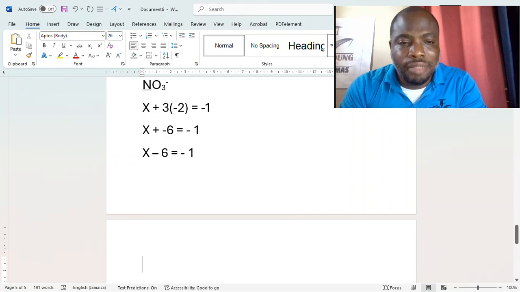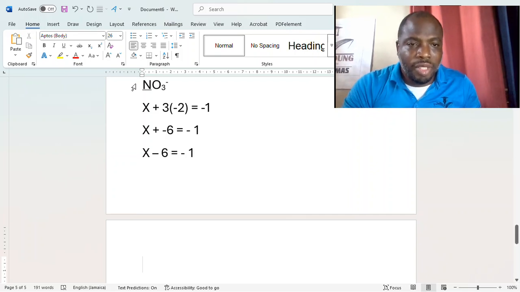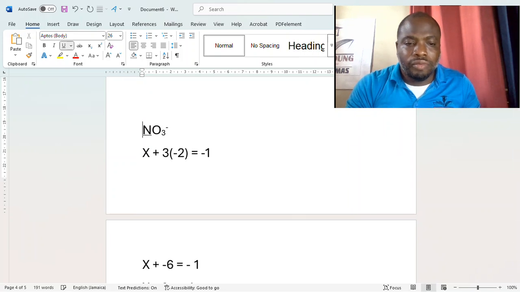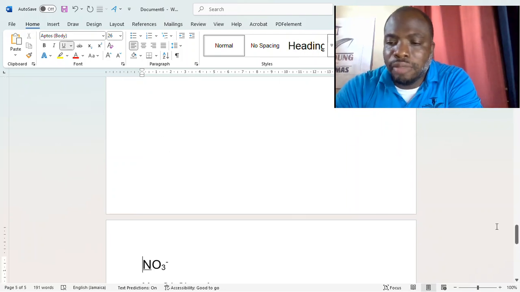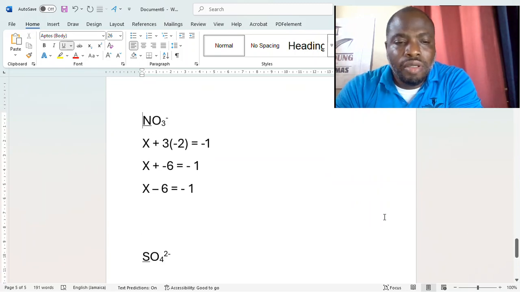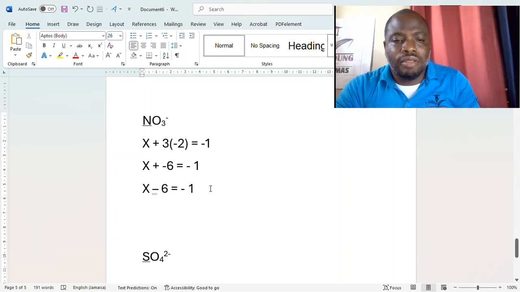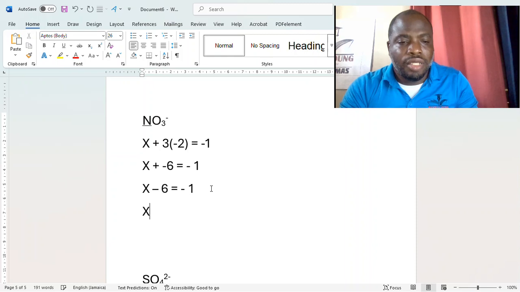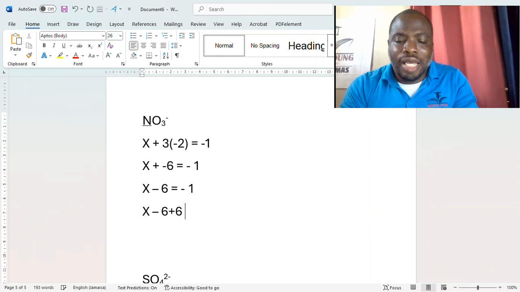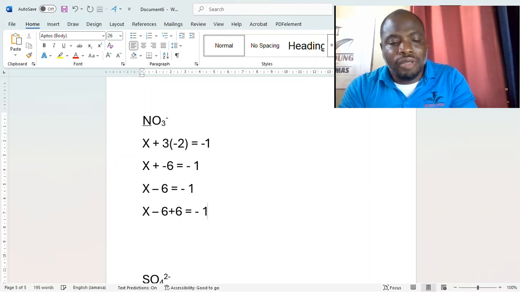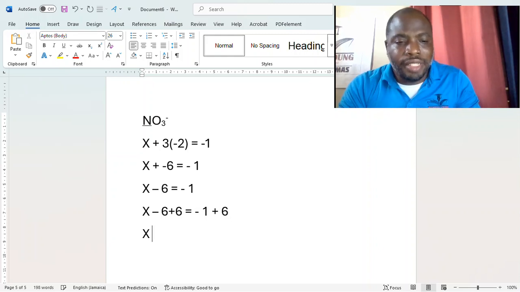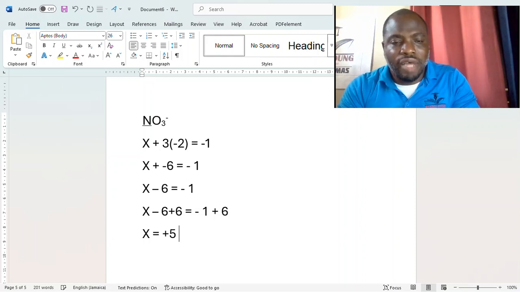We said that we want to get x by itself. Let me just carry down this. We want to get x by itself. And so we said that we have a negative 6, so we're going to add 6. And if we add 6 to one side, we also have to add 6 to the other side. And so right here we get x being equal to plus 5.